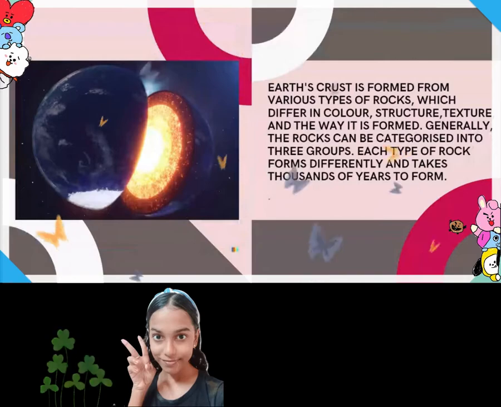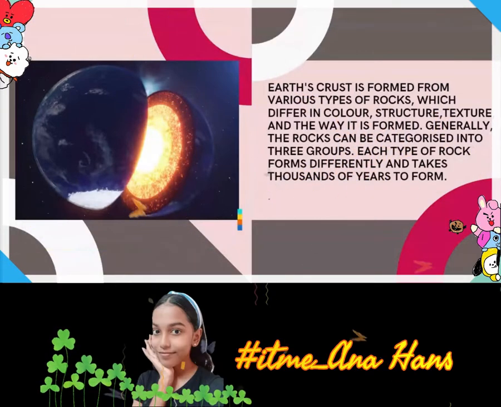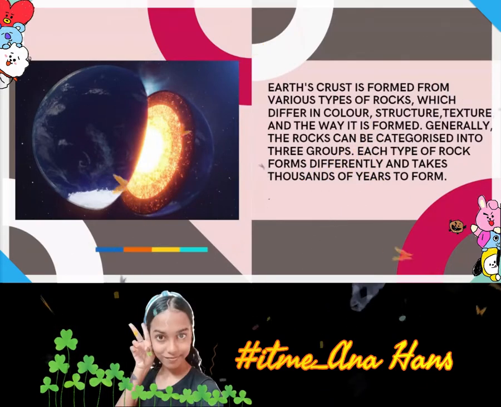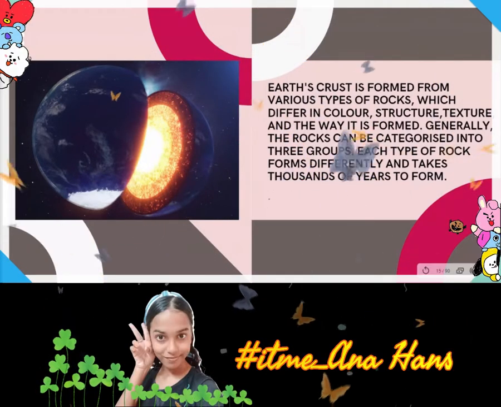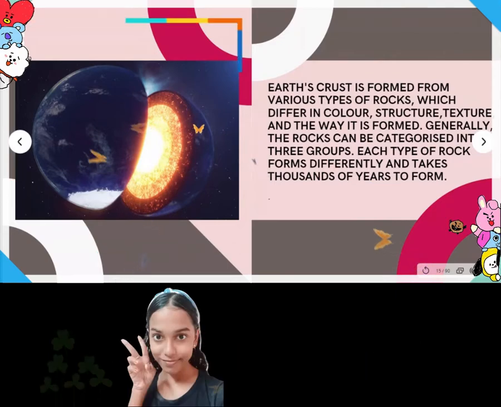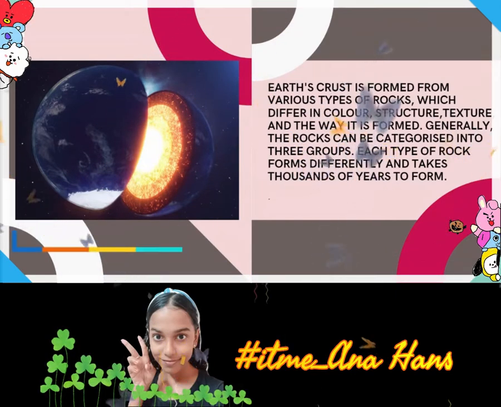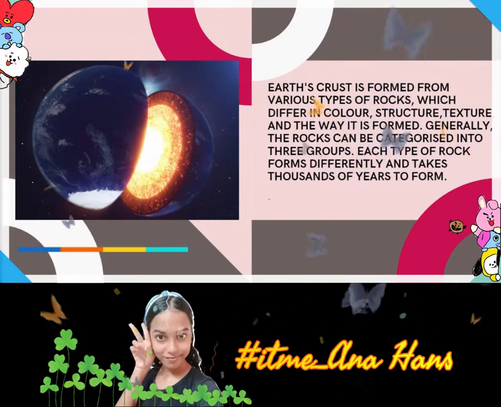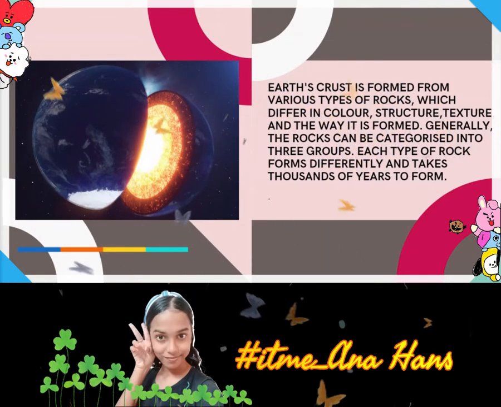So earth crust is formed from various types of rocks which differ in color, structure, texture, and the way they are formed. Generally, the rocks can be categorized into three groups, which we are going to learn after this. Each type of rock forms differently and takes thousands of years to form. So let's proceed.